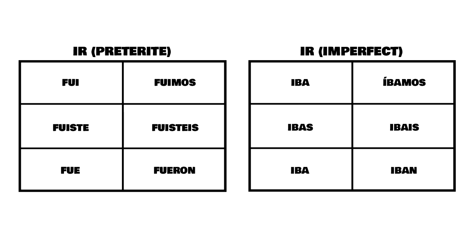Now here's ir in the preterite and imperfect at the same time. The preterite is the fui, fuiste, fue thing, and on the imperfect side is the iba, ibas, iba thing. And those, ladies and gentlemen, are the three enemigos. It just seems like 6 in the past tense. Let's compare and contrast a little.